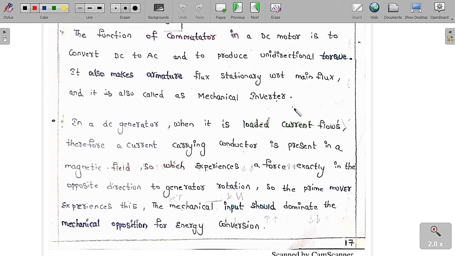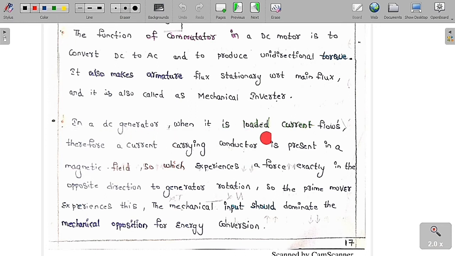So it is going to rotate in a unidirectional way, and also we can say that it is going to make the armature flux stationary with respect to main flux. So this is the important work of the commutator. The function of a commutator in a DC motor is to convert DC to AC supply and to produce unidirectional torque, and it also makes armature flux stationary with respect to main flux, and it is also called a mechanical inverter.